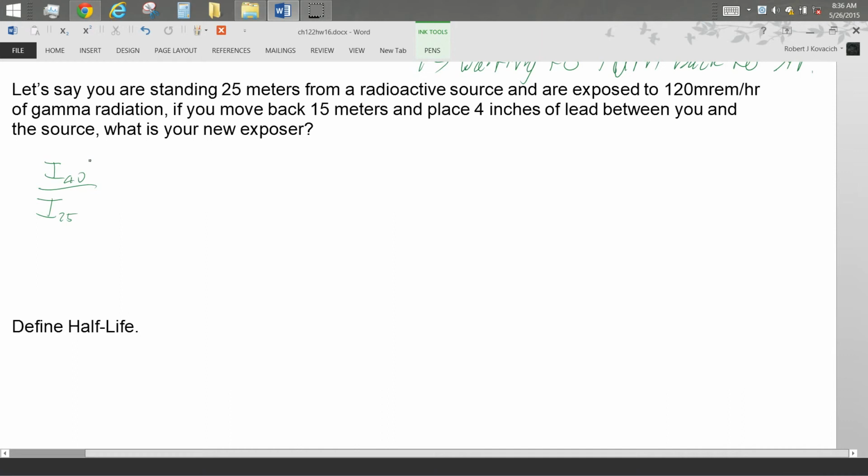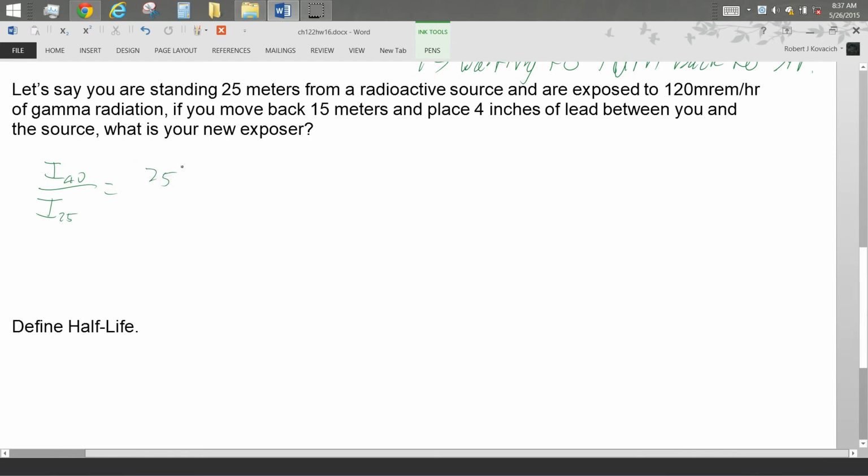Why is it 40 meters away? Yeah, I'm 25 away and then I back up 15, so then I'm at 40. It's not always that one's on top. If we put the other one on top, then your answer is going to be upside down. So on the other side, I'm going to put the distances, because the larger the intensity number, the smaller the distance number, and vice versa. The further I get away, the less intensity I get. Then these numbers are flipped over.